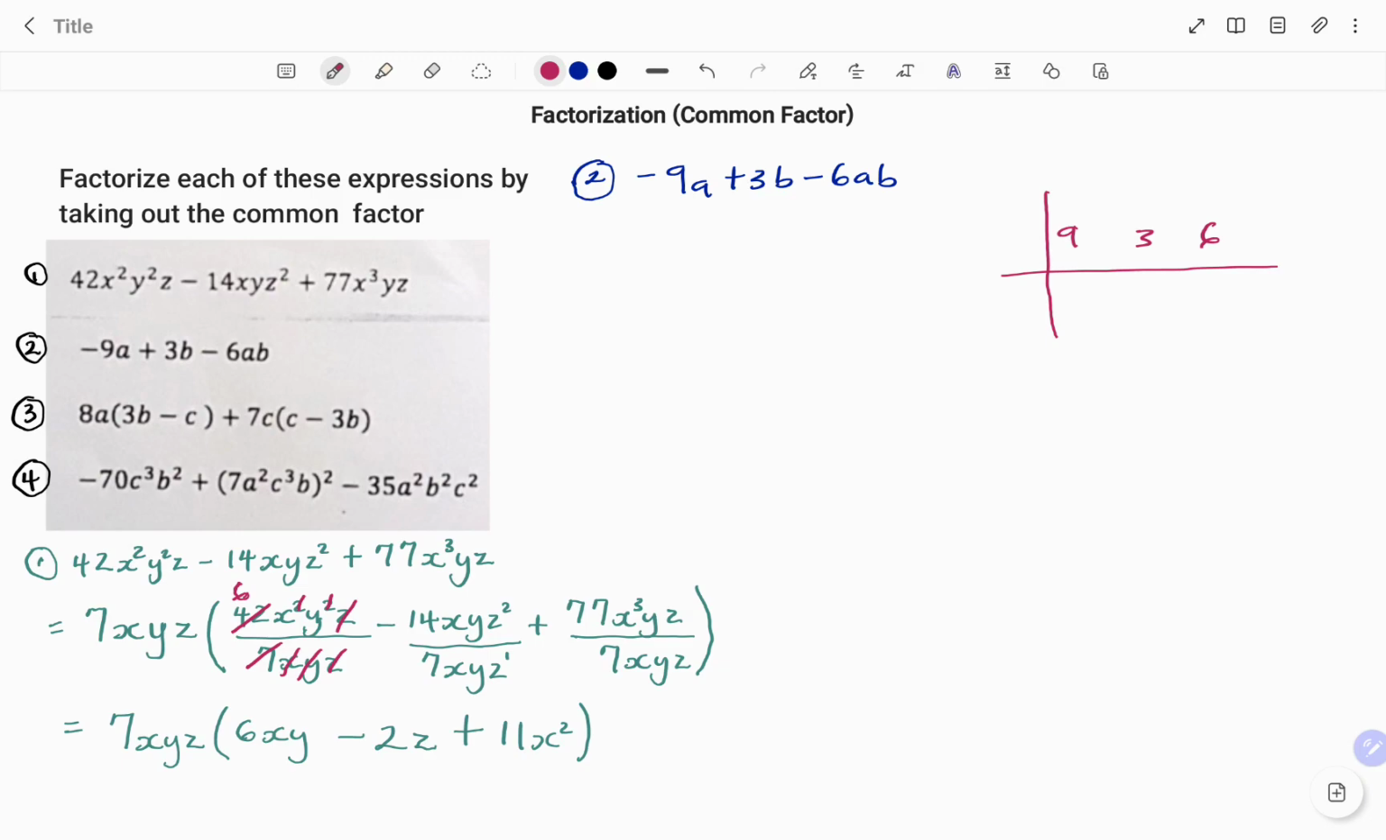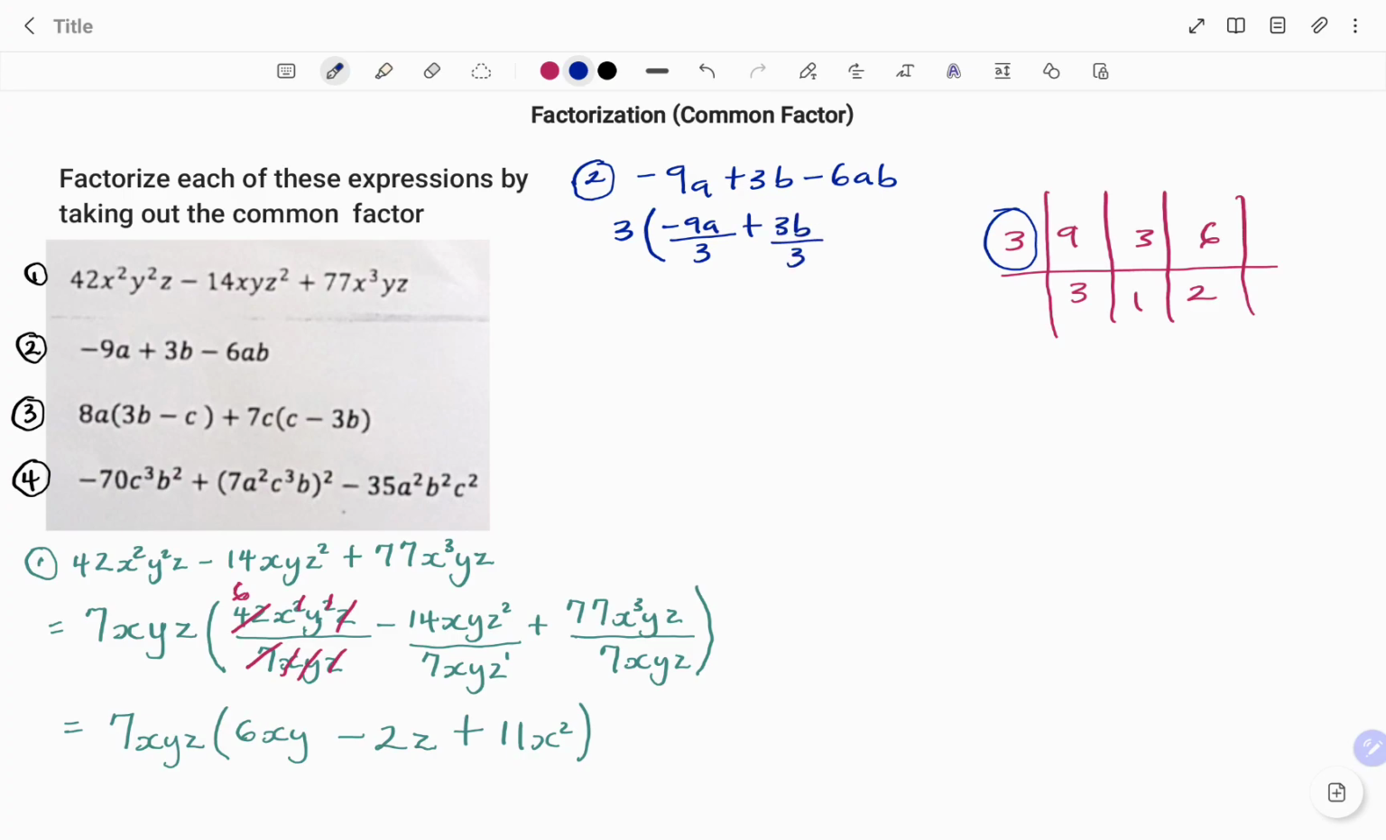To find the highest common factor, we have 3: 9 divided by 3 is 3, 3 divided by 3 is 1, and 6 divided by 3 is 2. We are left with 3, 1, and 2, whose common factor will be 1. So therefore, the highest common factor for this set of numbers is 3. So we take out 3, and because 3 is the only common factor we are taking out, we're going to divide each of the terms by 3 to know what we have left.